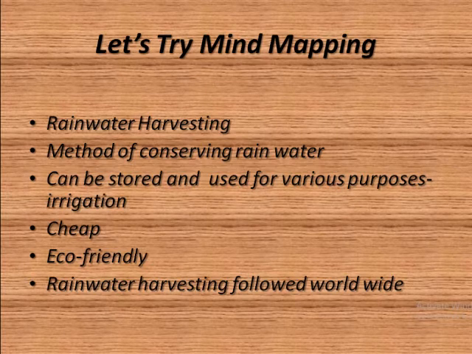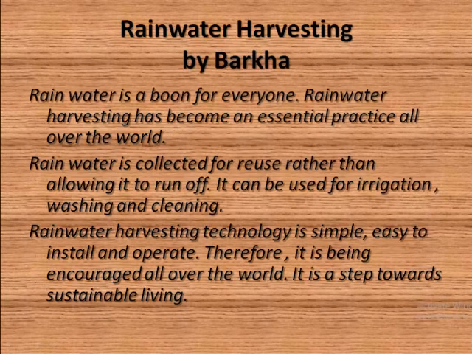It can be used for irrigation, washing, and cleaning. And after you have thought of the process of saving rainwater and using it for different purposes, you also come up with the idea that it is cheap, it's easily available, you do not have to spend much on it. There is some treatment plant wherein if you want to recycle that rainwater, it can be done. Besides, it is eco-friendly, and it's a practice that is followed all over the world. If we have come across ideas of this kind, this is what is called mind mapping.